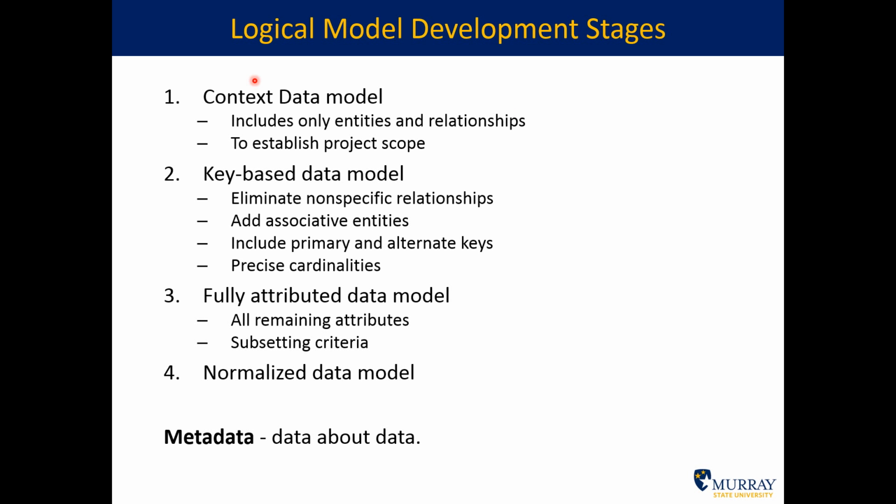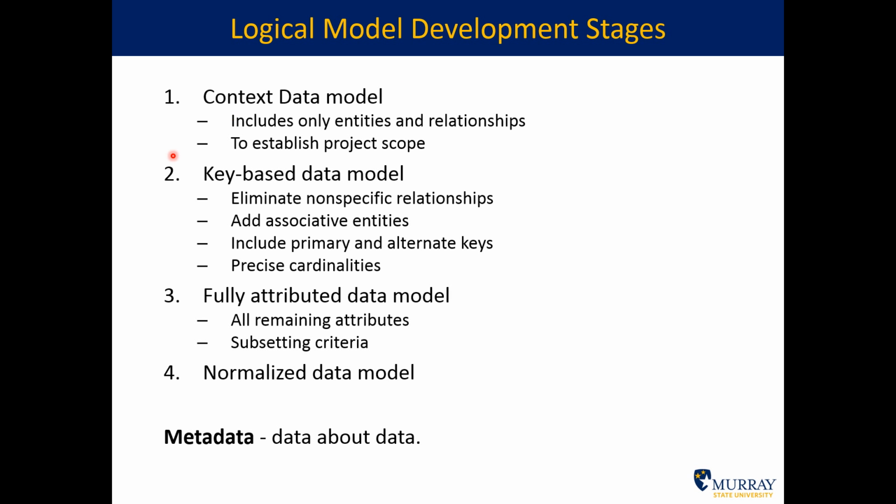Now, the process of developing a database model consists of the following 4 general steps. First, you create the so-called context data model. Now, context data model includes only entities and their relationships. So it's really like a sketch of your future full-scale database model or database system, and it's only meant to establish the scope of the entire project or the entire database. So that's step number 1.